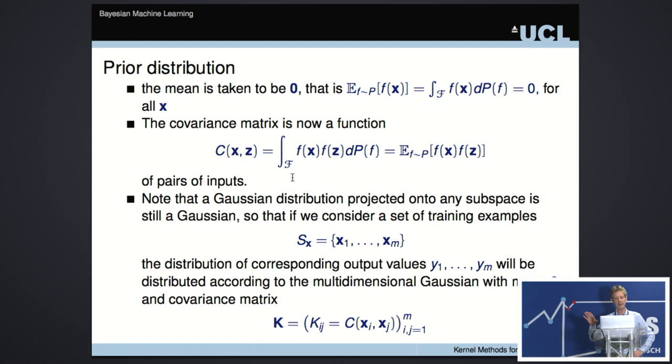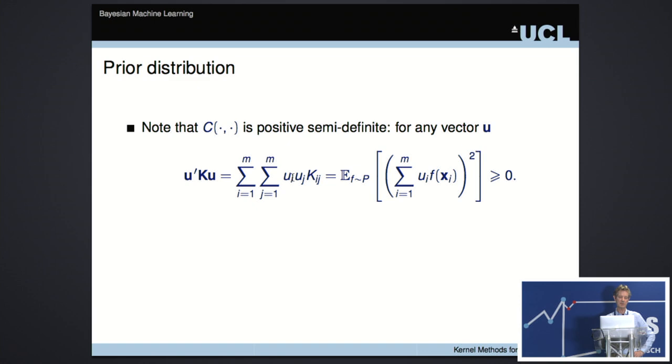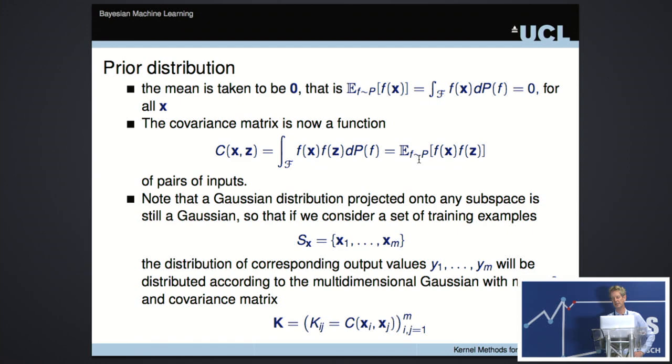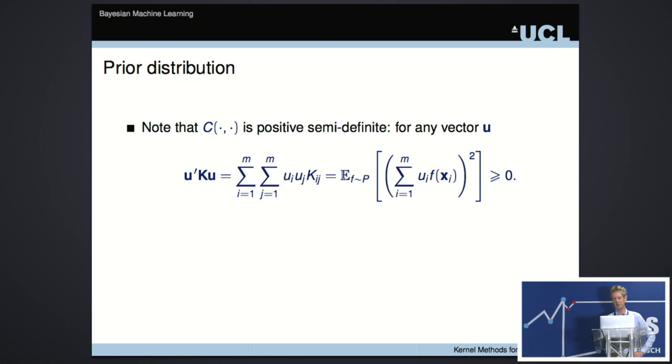And it's a simple observation that that must be a positive semi-definite function just by plugging this in and using the definition of C of xy, this expectation here. We can actually verify that for any vector u, this turns out to be the expectation of the sum of ui f of xi squared, and therefore is greater than or equal to zero. So this C satisfies that property that, if you remember, we showed had to be held by a kernel function.